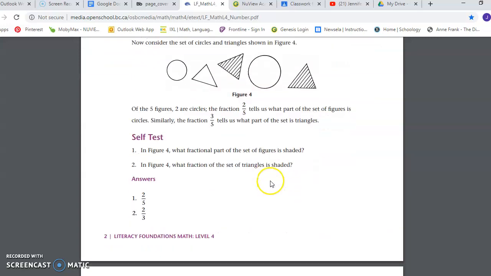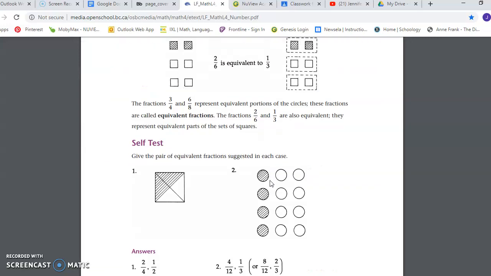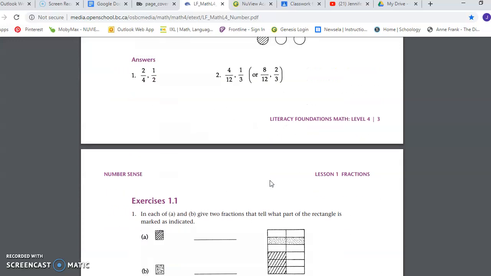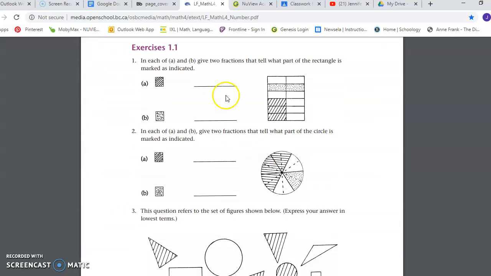So when you do the bottom, I want you to do down here, exercise 1.1. Okay, remember, this whole thing is your bottom number, and right here for A, they want the ones that are with the lines. So this will be your top number, and that'll be your bottom number.